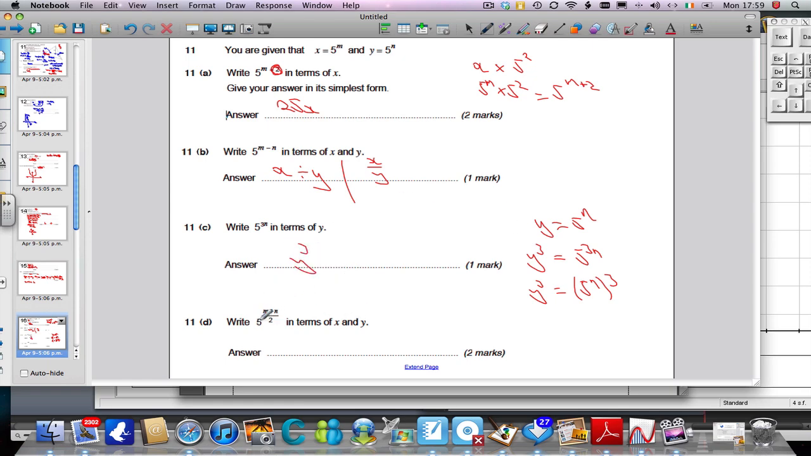And finally, 5 to the power m plus n over 2. Well, just looking at this carefully, m plus n over 2 is the same as m over 2 plus n over 2. So what I want is 5 to the power of m over 2 plus n over 2, which we're going to write as x to the power of a half times y to the power of a half.